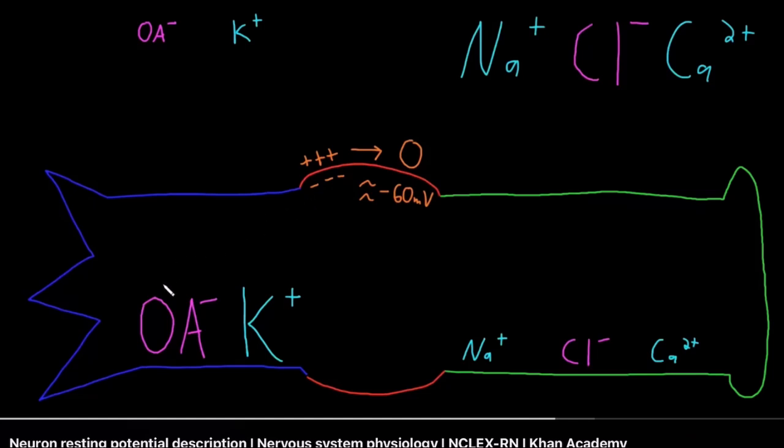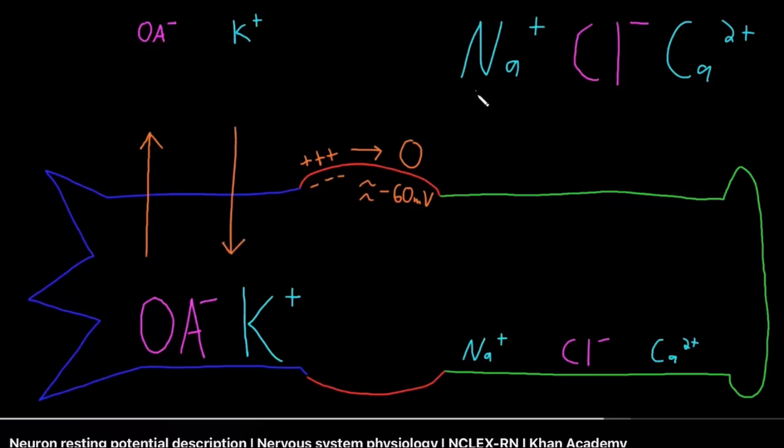So if we look at each of these ions in turn, the organic anions are negatively charged, so they will be attracted to the outside of the neuron, where there are more positive charges. So the electrical force acting on the organic anions will try to drive them out of the neuron. Potassium is the opposite. It's positively charged, so it will be attracted to the inside of the membrane, where it's more negative. So its electrical force will try to drive it into the neuron.